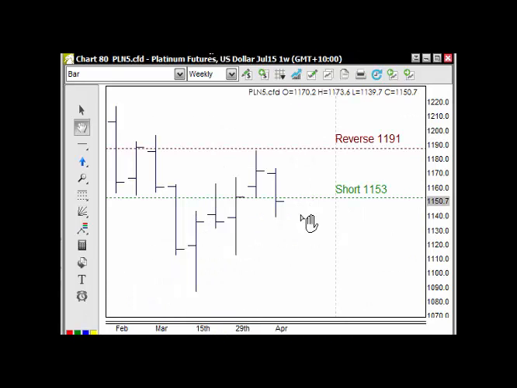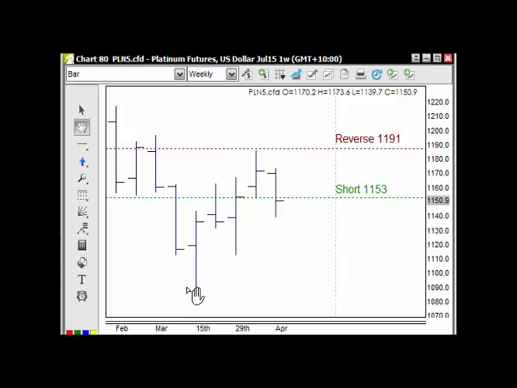The platinum market, while we're here as well, we're looking at the position on the weekly robo method, weekly robo system 1, method 1. We've got clicked in as a short trade here, and the reverse is up here now.